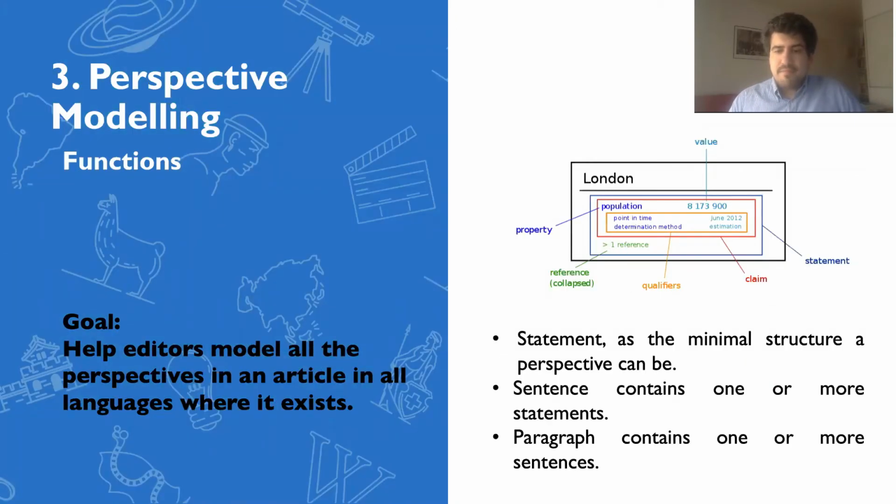A perspective can be either a statement, a sentence, or a full paragraph. Modeling all the perspective in an article, in all the language editions in which it exists, is the only way to ensure that the diversity of perspective is contained in the Abstract Wikipedia content repository.